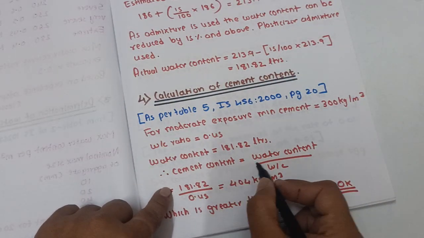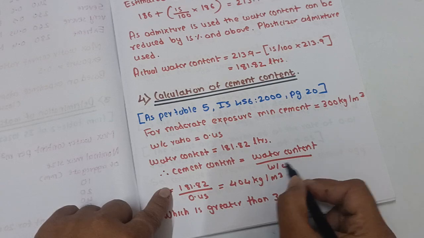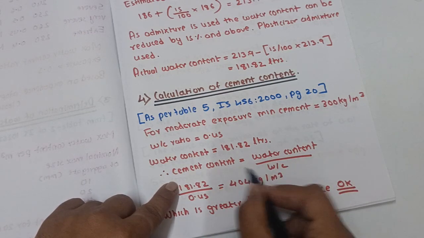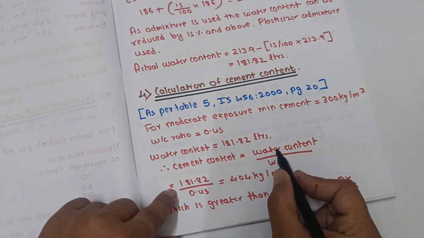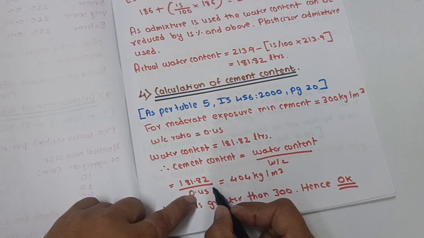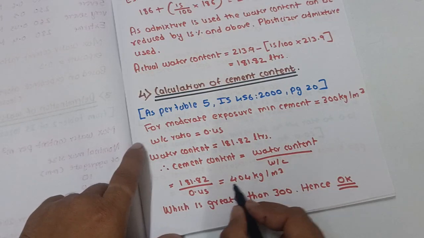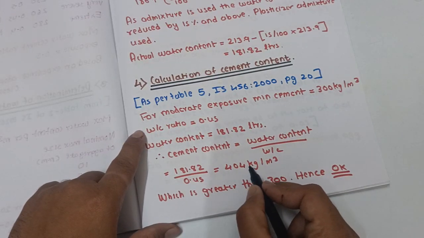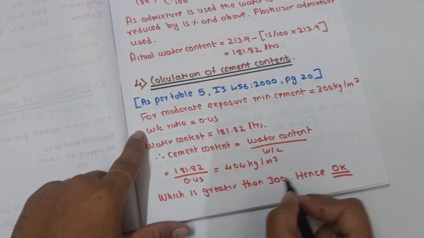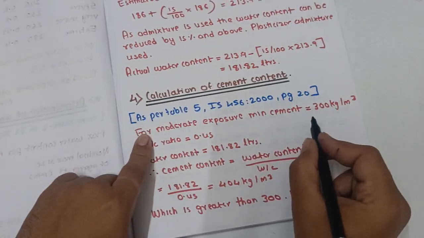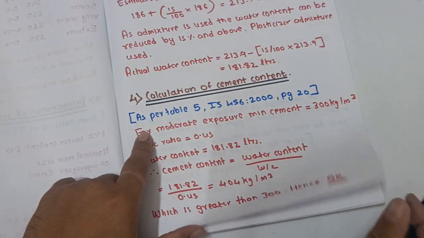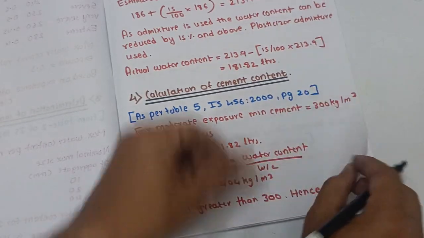Therefore cement content is water content upon water cement ratio. So we have got 181.82 liters of water, 0.45 is water cement ratio. This way we can calculate cement content, that is 404 kg per meter cube, which is greater than 300, hence okay. 300 is minimum, so we are getting 404 kg per meter cube, so it's okay.